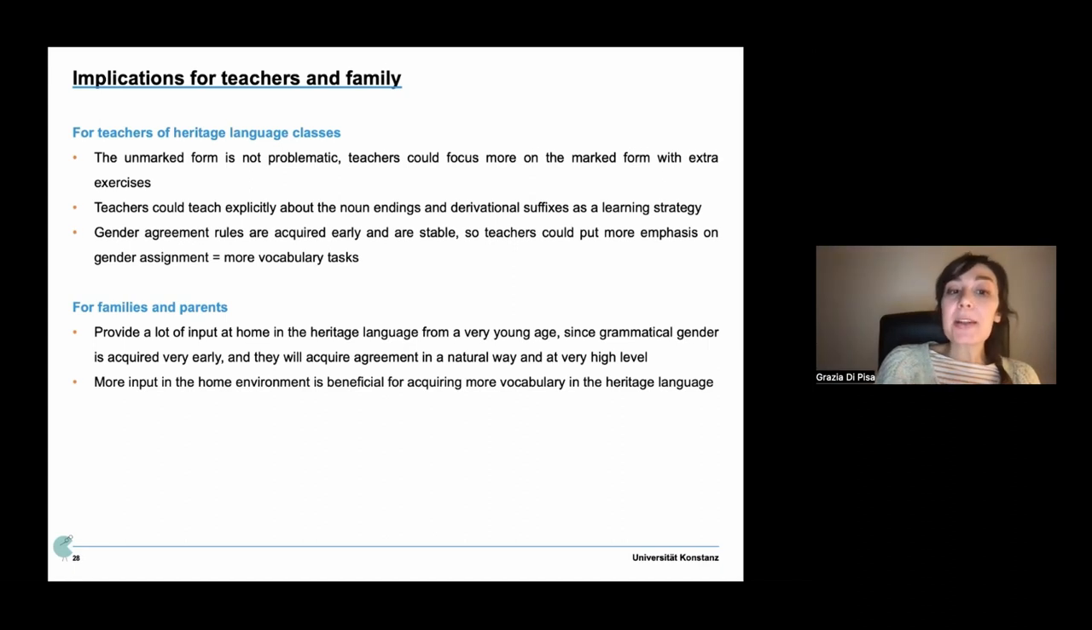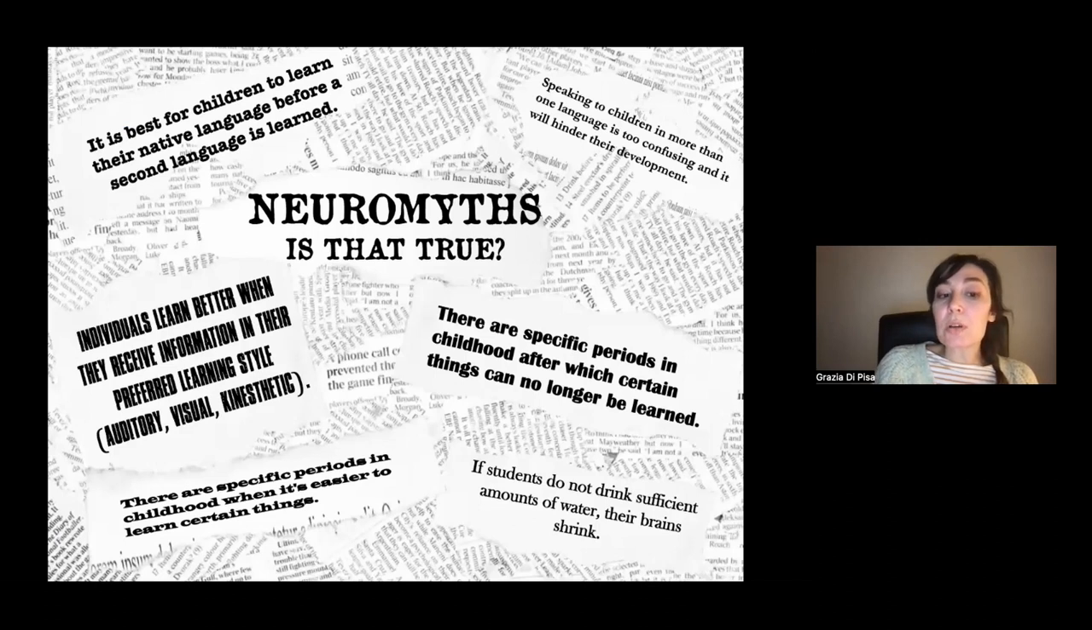So maybe providing a lot of input at home in the heritage language from a very young age, since grammatical gender is acquired very early, and they will acquire agreement rules in a natural way, and also we saw at a very high level. And in general, more input in the home environment is beneficial for acquiring also more vocabulary in the heritage language.